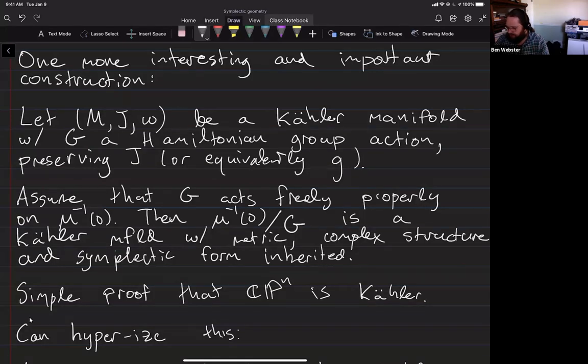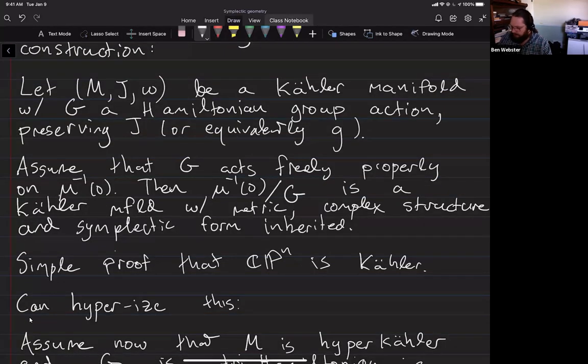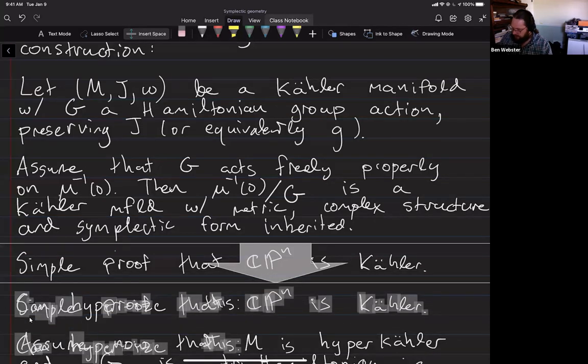So let me just remind you, if we have a kähler manifold, then we can look for Hamiltonian group actions on that kähler manifold that respect the complex structure, or equivalently, which are isometries for the kähler metric. And if we're in the nice case where G is acting freely and properly on that inverse image, then the symplectic reduction, so the moment map level mod the action of this group, is actually a kähler manifold with the metric, the complex structure, and the symplectic form inherited in the obvious way. Let me just say one tiny bit about this.